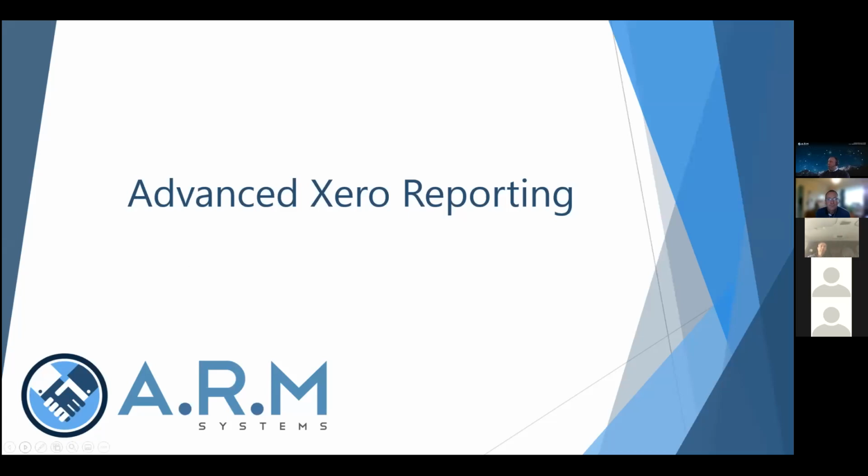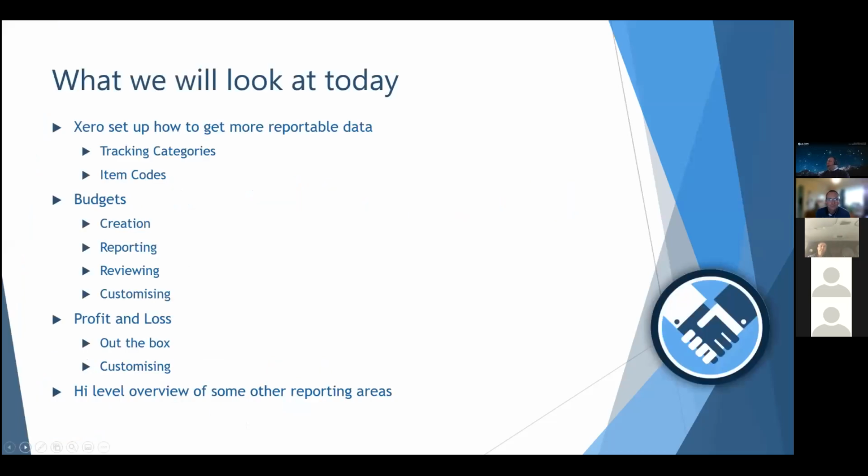So just a very brief overview of what we're going to cover today. First, going to touch on tracking categories and item codes within Xero. Some of you might not be aware of them, maybe using them, but they enable the reporting a bit later on to be far more intelligent. So we'll touch on those, explain what they're good for. We'll then have a look at budgets, creating them, reporting on them, reviewing them, and being able to customize them.